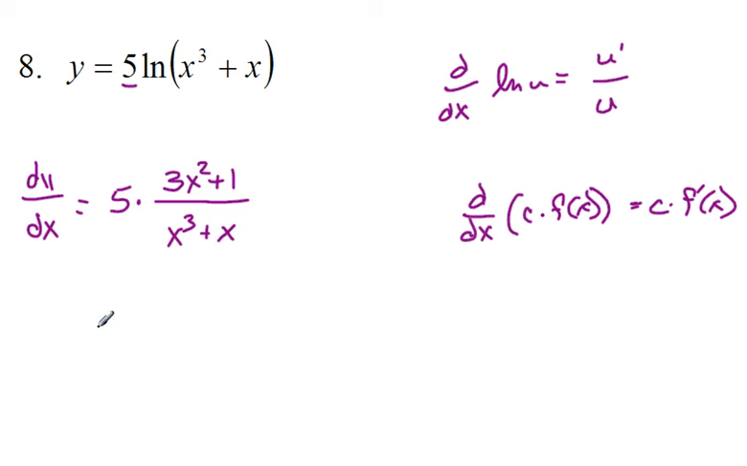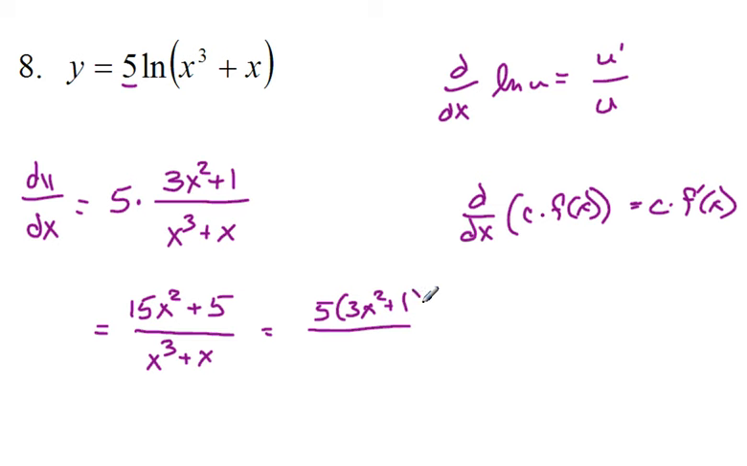The only thing you might do is to multiply out that 5. If you do, make sure you distribute it correctly. It'd be 15x squared plus 5 all over x cubed plus x. Or you could have written 5 parentheses 3x squared plus 1 all over x cubed plus x. Any of those work. All right, so any of these 3 would be acceptable forms of your answer.